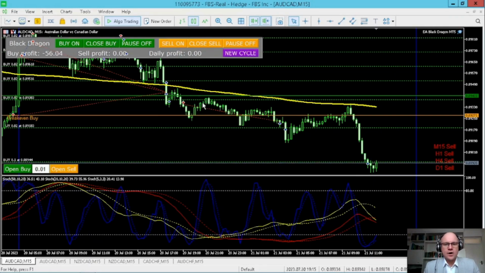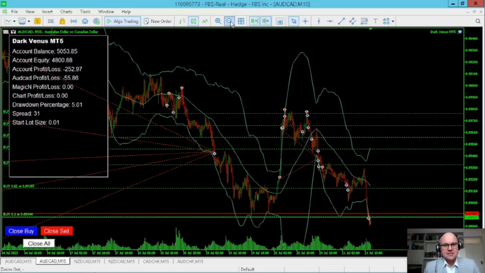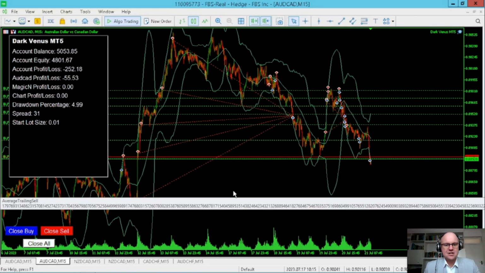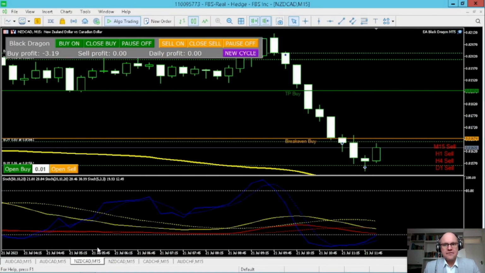So let's take a look at one of our trade examples or one of the pairs. So this is the AUD CAD, or the Australian dollar against the Canadian dollar. And you will notice that we are running two expert advisors with two different magic numbers on the pair. Currently, the AUD CAD profit and loss is minus 55, so that is our drawdown, and it is currently on none other than EA Black Dragon.